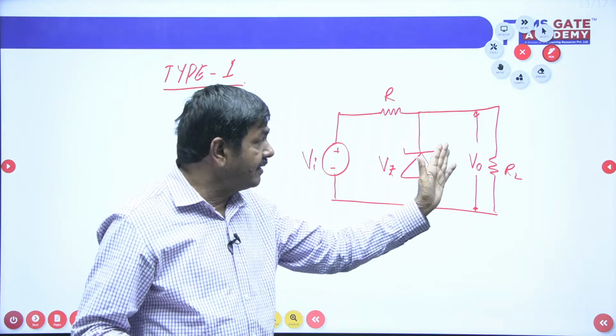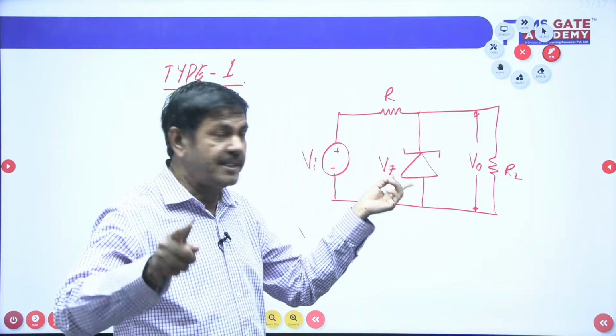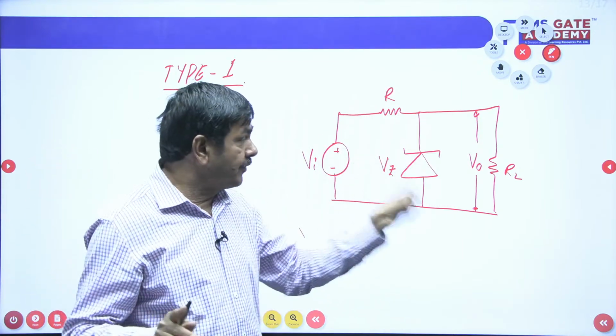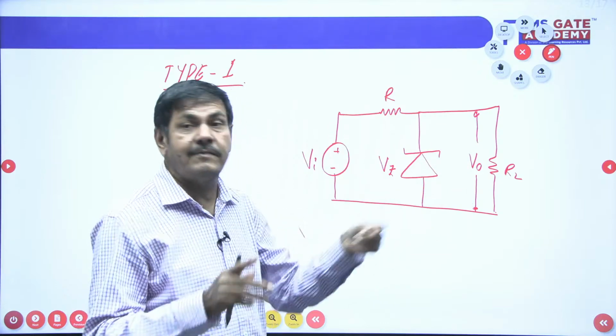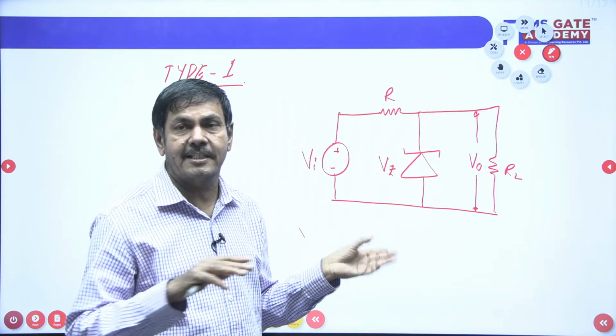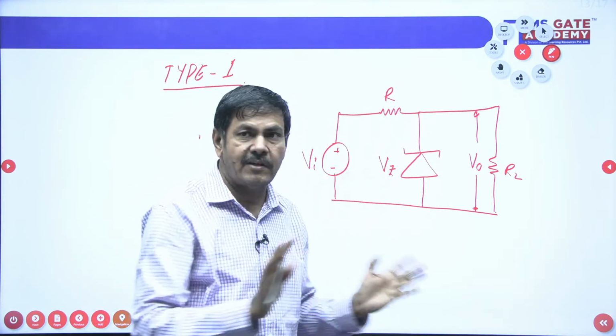V naught is equal to VZ is possible. V naught equal to VZ means the circuit is perfectly working as a regulator. If you are getting V naught less than VZ, it is not a regulator circuit. Practically, such a type of circuit is not acceptable. But in the GATE exam, you will be asked to find out the V naught.